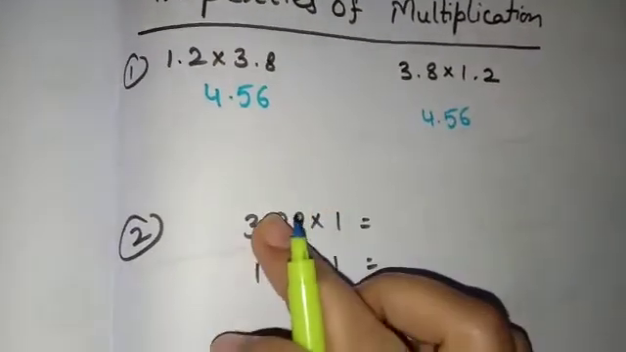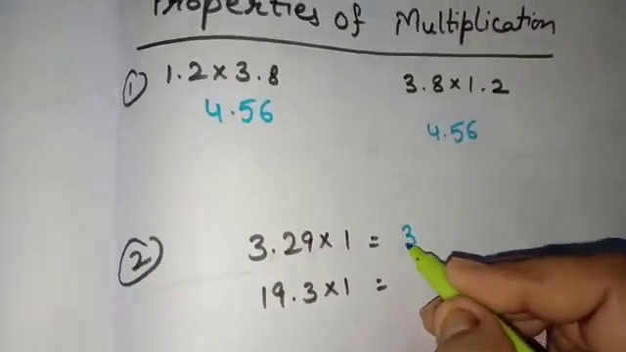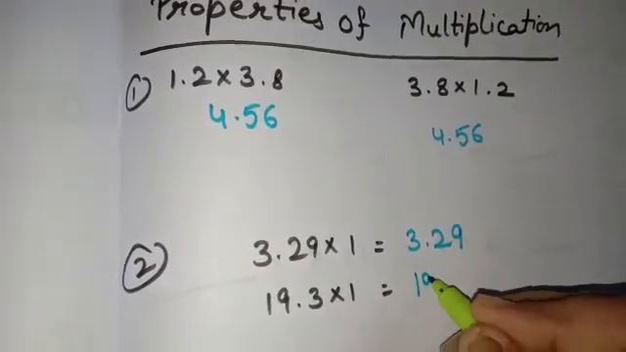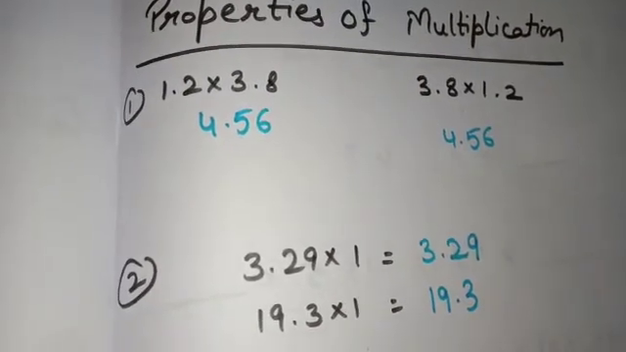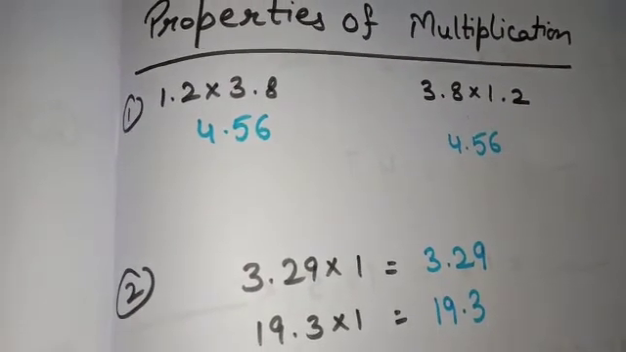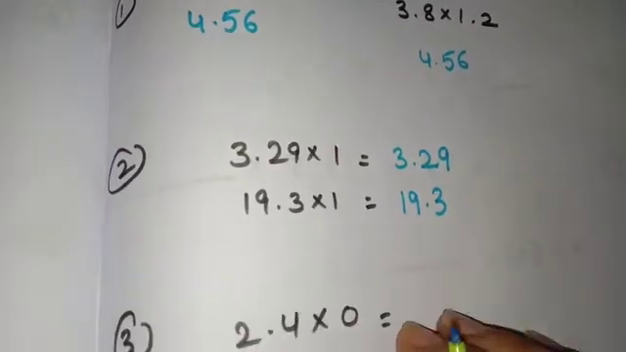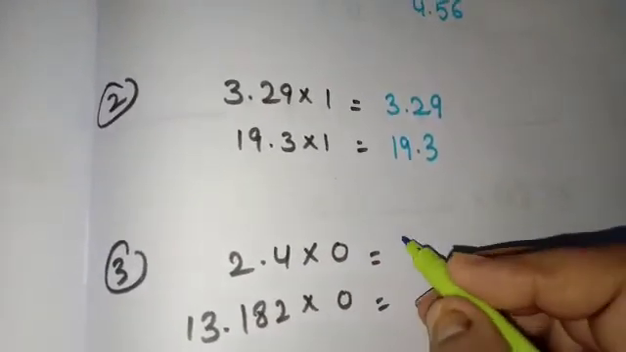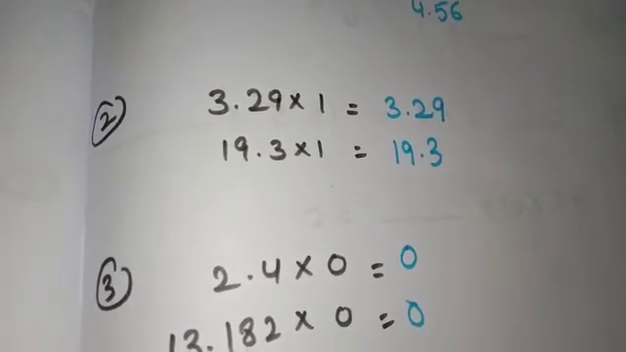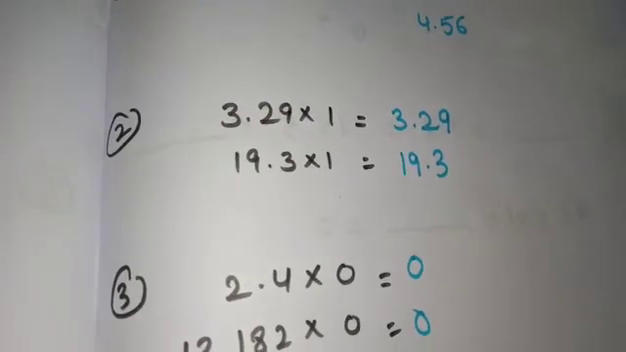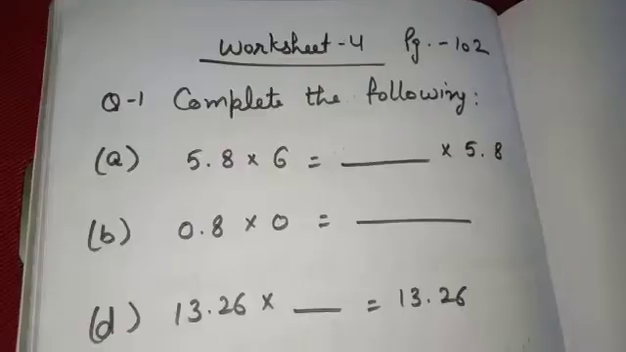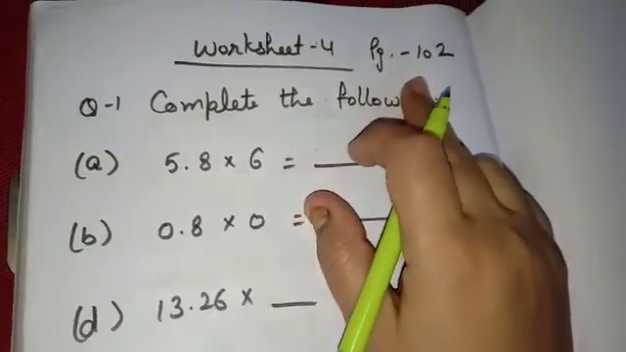What is the second property? If we multiply a number with 1, this is 3.29 multiply 1, answer will be the number itself. In the same way, here the answer will be 19.3. So the property is product of a decimal number and 1 is the decimal number itself. Here third is, when a number is multiplied by 0, answer is 0 in both the cases. So the third property is product of a decimal number and 0 is always 0. Using these three properties, we will discuss worksheet 4. Worksheet 4 is at page number 102 of the book.